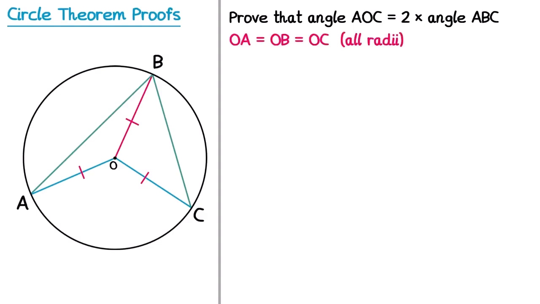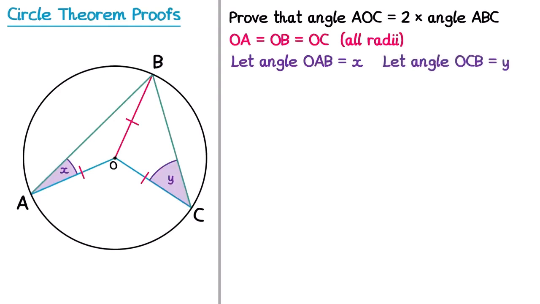Next we're going to mark on two angles. We're going to call this angle here X and this angle here Y. So let's write that down. Let angle AOB equal X and also angle OCB equal Y. With these two marked onto the diagram, we can find many other angles in terms of X and Y.